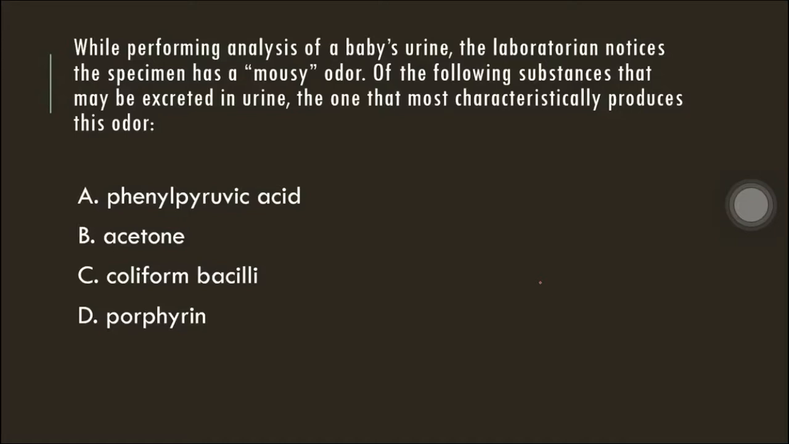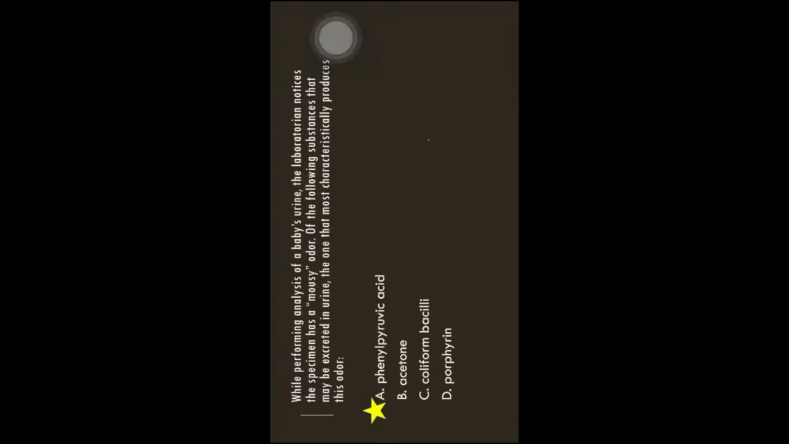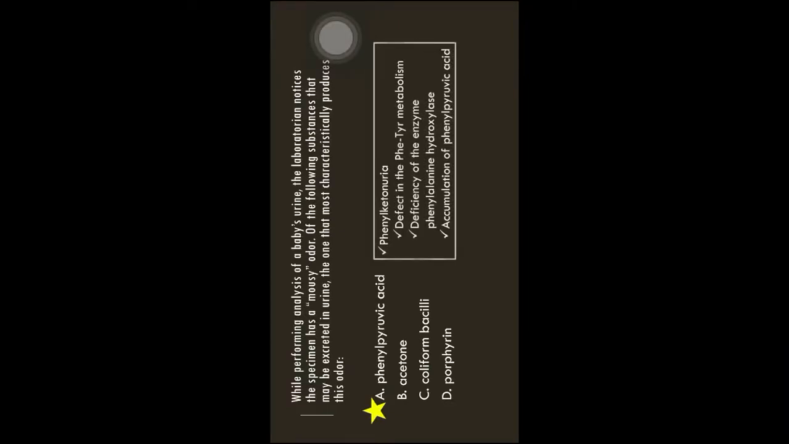Okay, so in this case, mousy odor, we know that's phenylketonuria. So the answer here, what is excreted in urine, is something to do with phenylketonuria. That's phenylpyruvic acid. A little background on phenylketonuria: it is a defect in the phenylalanine-tyrosine metabolism in which there is a deficiency of the enzyme phenylalanine hydroxylase. Because there is no phenylalanine hydroxylase, phenylalanine cannot be converted to tyrosine. In return, there is an accumulation of phenylpyruvic acid.